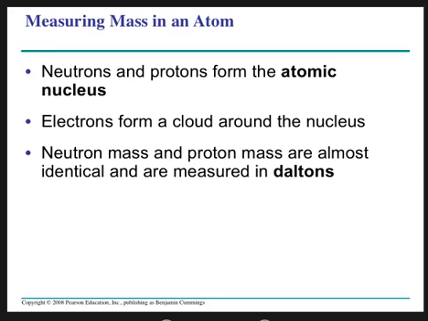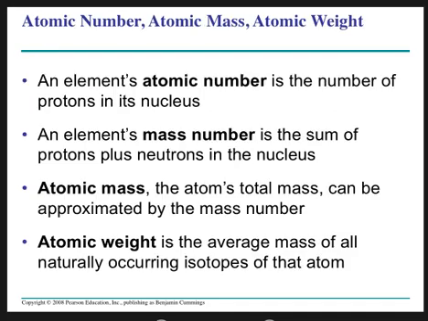And when we measure the mass of elements and atoms, we talk about neutron mass and proton mass. The fact that they are almost identical, very equal to one another in a stable element, and they are measured in a unit called the Daltons.